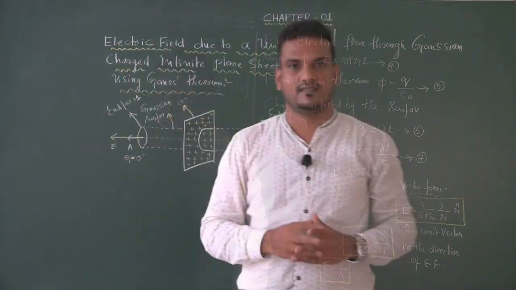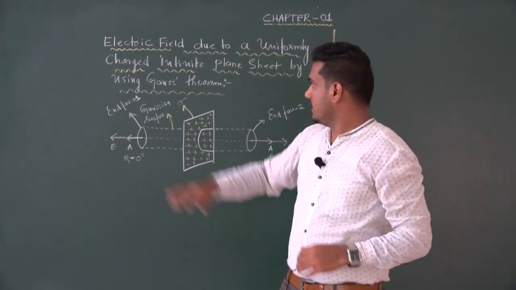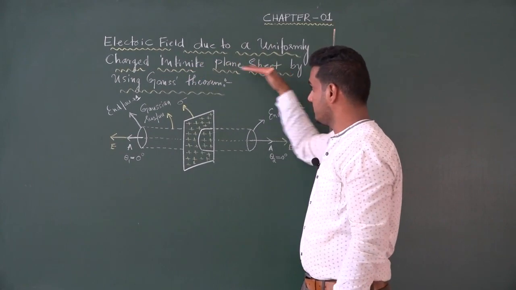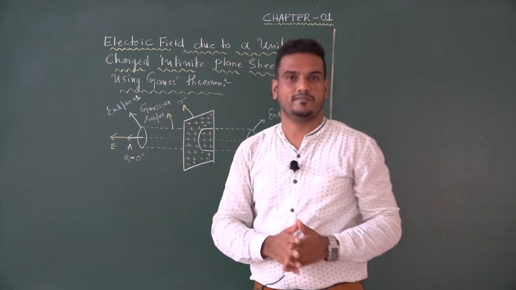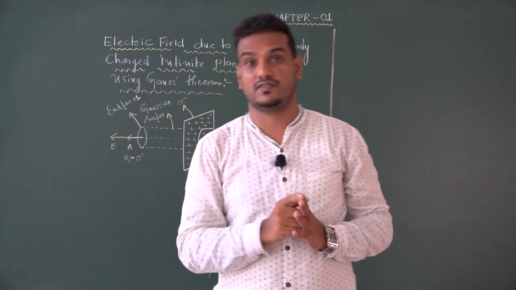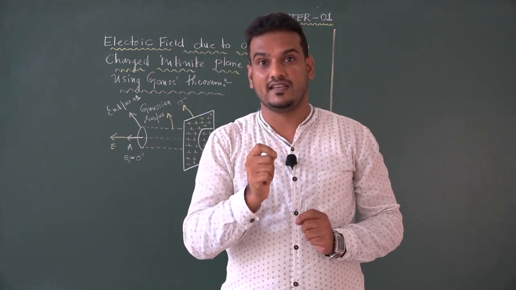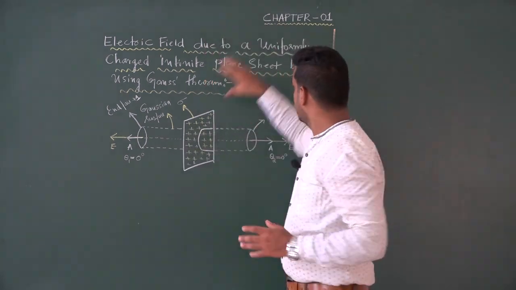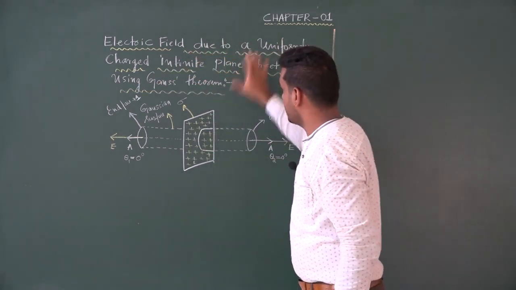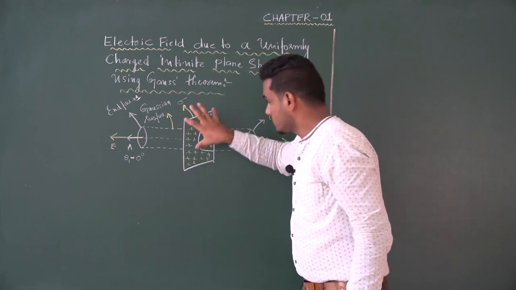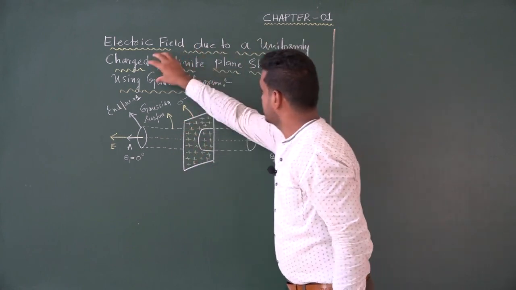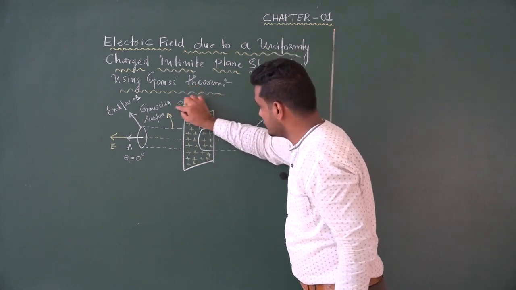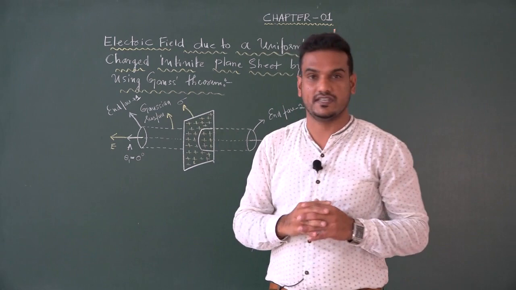The next application is electric field due to a uniformly charged infinite plane sheet by using Gauss theorem. The same thing. In the first application we used a thin infinitely long uniformly charged wire, but here we are using a uniformly charged infinite plane sheet. Look at this plane sheet. So I consider a uniformly charged infinite plane sheet having surface charge density sigma.